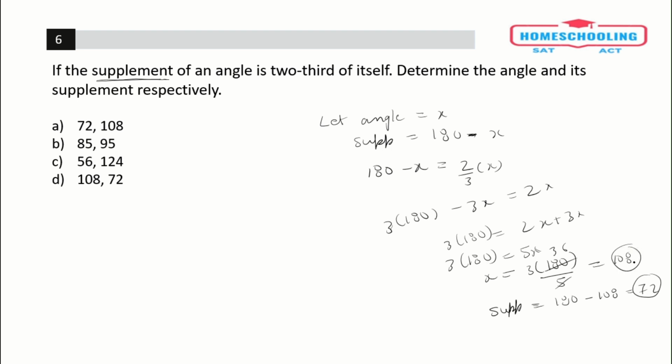If you have found both the angles, then go through the options. Most of the students might make a mistake and mark option A, but this option is correct because it says determine the angle, that is x, and the supplement respectively. So the value of x is 108 and the supplement is 72. So we have to find an option where 108 is first and the supplement angle is given later. So the correct answer would be D.